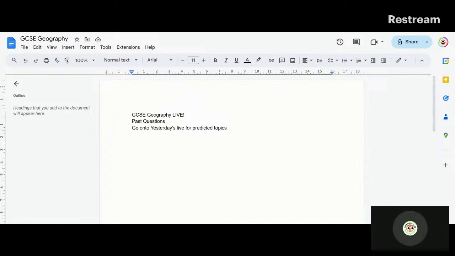This paper is more about application, I would argue. Okay, so most people have said oldest first. So we'll go over the oldest past papers first, if that is the case. So let's start by looking at 2018.